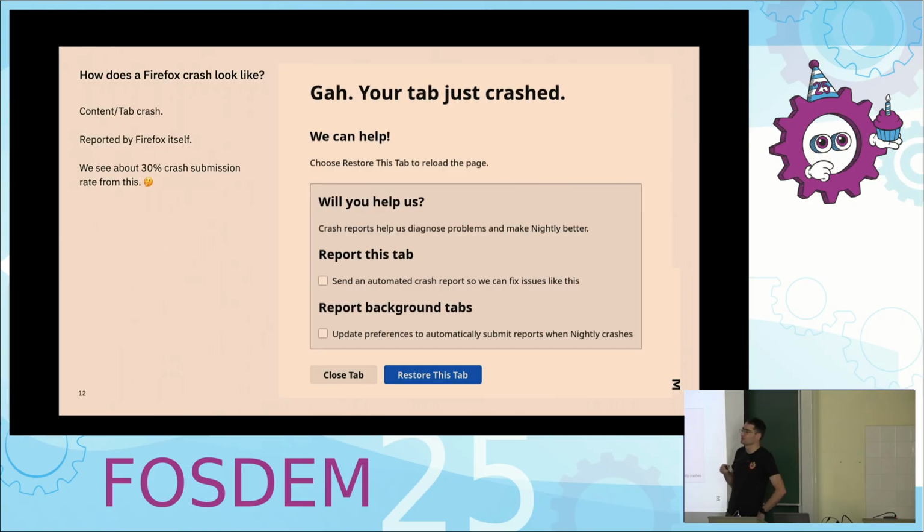If a tab crashes, but Firefox itself stays running, you see this in your tab. This report is done by Firefox itself. And here we see already there's quite a drop, only about 30% of the people who get this submitted. I presume the rest just closes it quickly and goes on working.